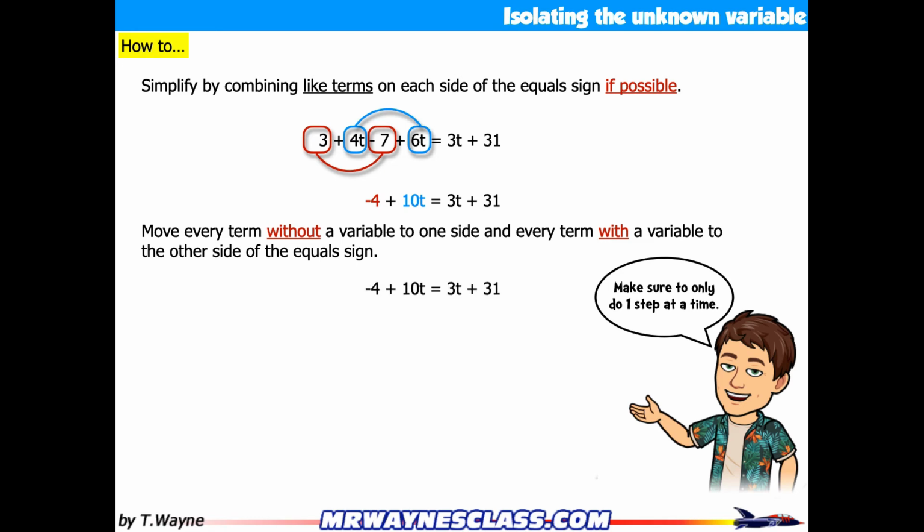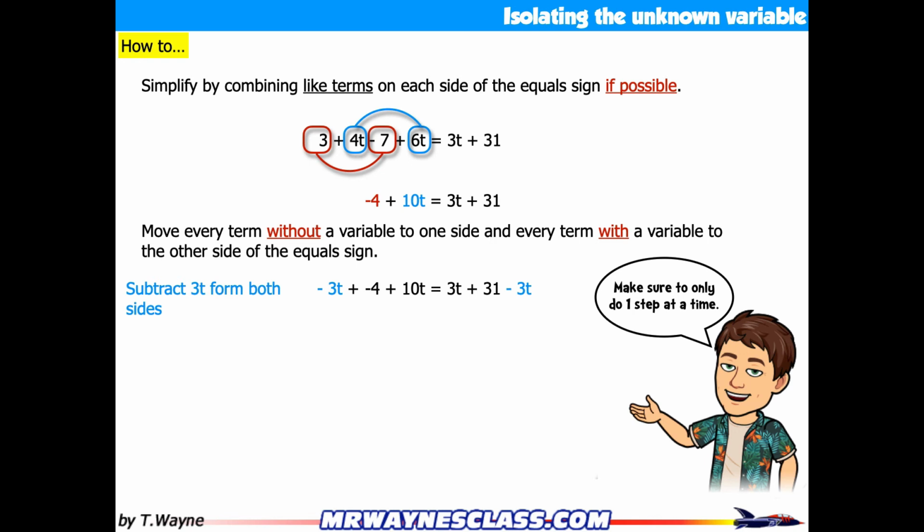So here's the equation as it stands now. -4t plus 10t equals 3t plus 31. So I'm going to start by moving some variables around. I'm going to move everything with the t to the left-hand side, like I said earlier. So I'm going to take that positive 3t and do the opposite. I'm going to subtract 3t from both sides. So it's going to look like this, -3t plus -4. And then on the right-hand side, -3t.